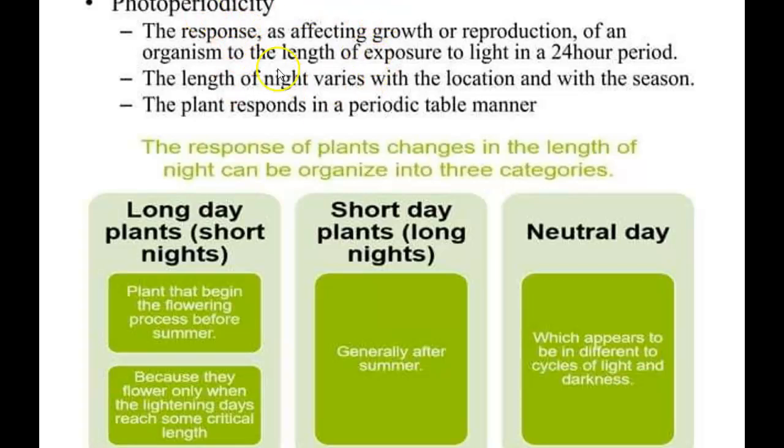Then there is another phenomenon which is known as photoperiodicity. That is basically the response affecting growth or reproduction of an organism to the length of exposure to the light in a 24 hour period. The length of the night varies with the location and with the season. The plant responds in a periodic manner. So that's why we have categorized the plants on the basis of their photoperiodicity.